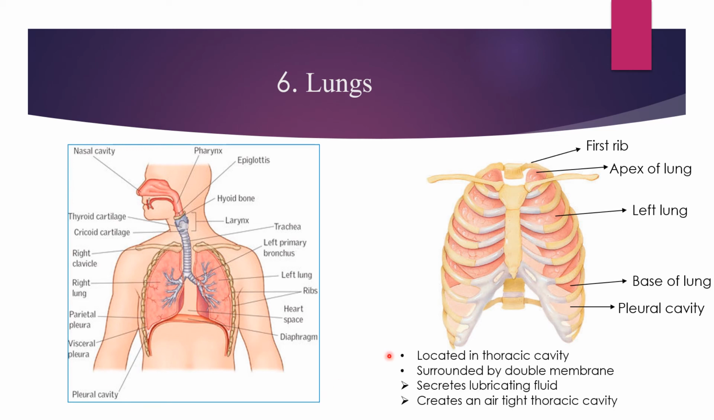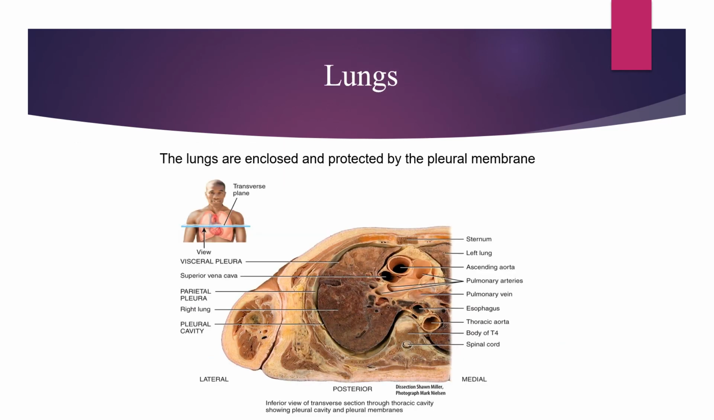So where are the lungs present? Lungs are located in the thoracic cavity, and they are surrounded by a double membrane. This double membrane has some functions. It secretes lubricating fluid and creates an airtight thoracic cavity. So lungs play a very vital role in respiration. This is the diagram that again I have taken from the book Tortora. Here you can see the transverse section of the lung.